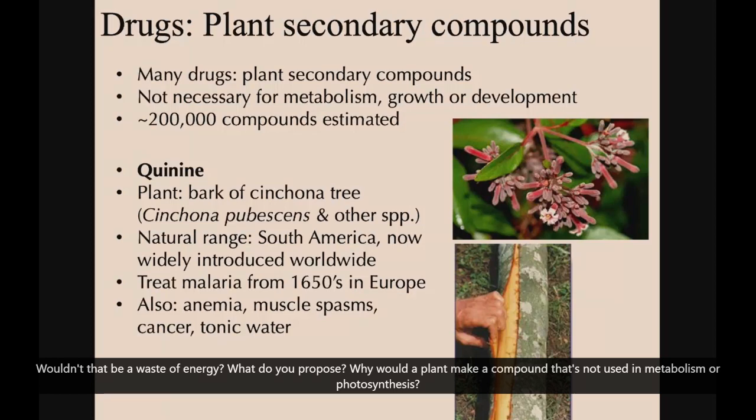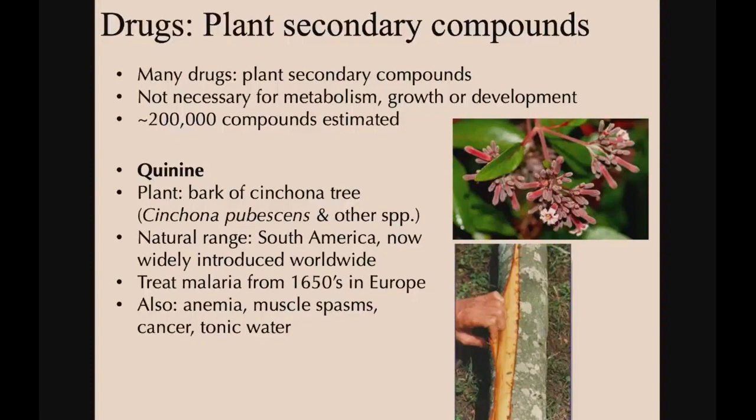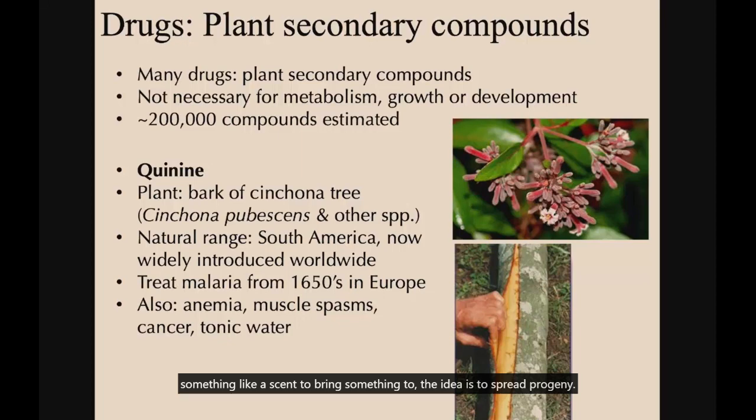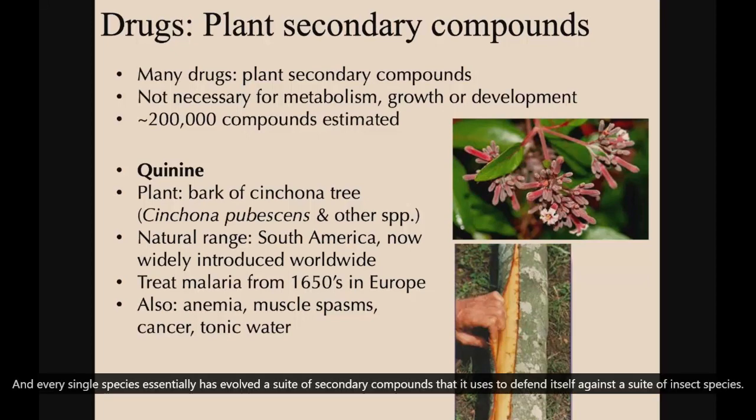What do you propose? Why would a plant make a compound that's not used in metabolism or photosynthesis? Protection? Yep. Incentive to spread. So to spread what? Yes, something like a scent to bring something in. The idea is to spread progeny. And protection. Plants are hanging out in the world and they're attacked by all kinds of things, mostly insects. And every single species essentially has evolved a suite of secondary compounds that it uses to defend itself against a suite of insect species.